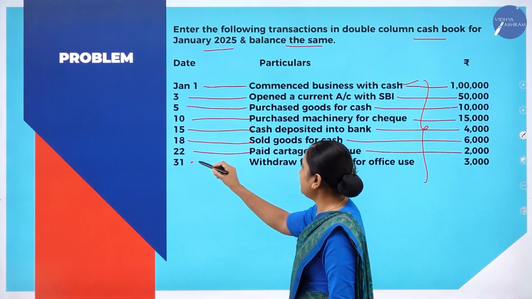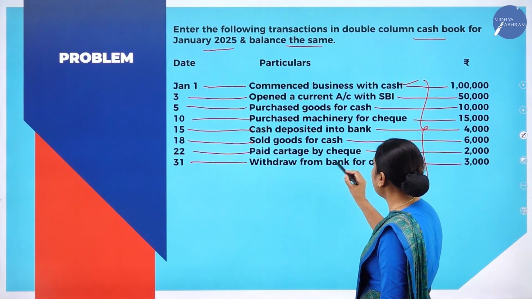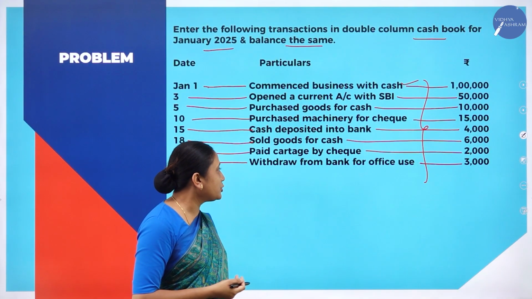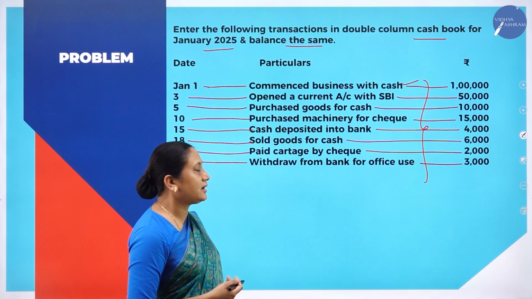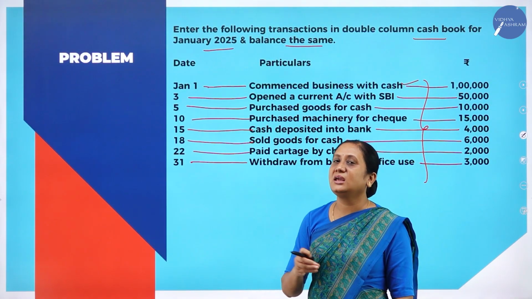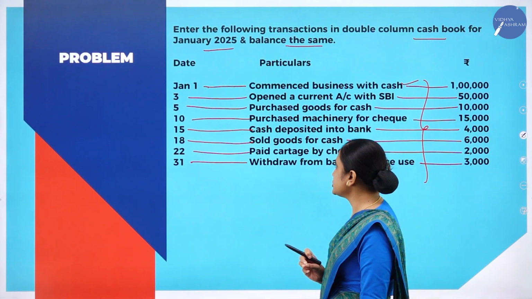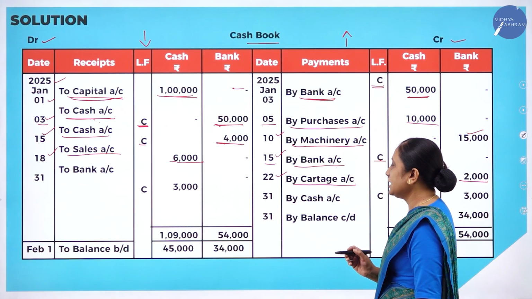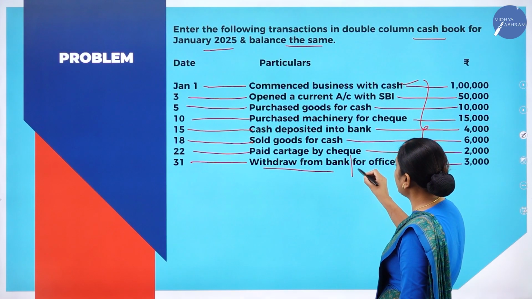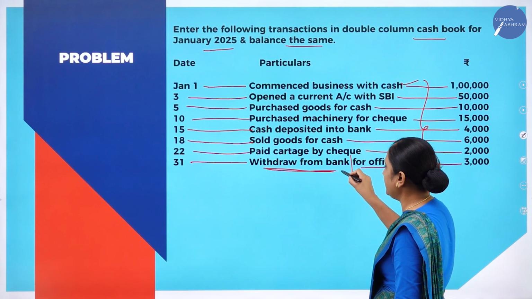Next, 31, withdrawal from bank for office use. What is the meaning of this? The businessman is withdrawing money from his bank account, and he is bringing that money to the office for office use. What type of entry is it? Contra entry. I will show you. First, he is withdrawing the money from bank, for this one entry. And after withdrawing, he will bring it to the office for office use. For this, another entry. We will make the entry now.